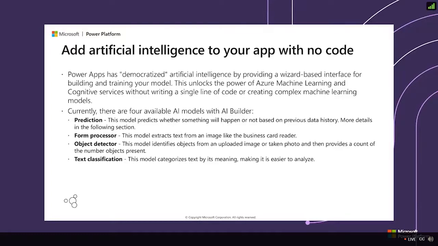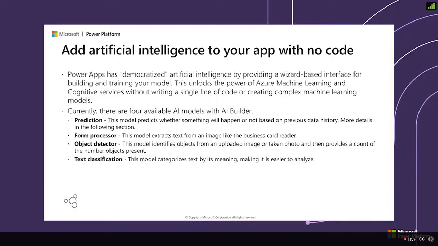So you have prediction that helps you predict if something's going to happen. You have forms processor that will extract information from a PDF or a JPEG. You have an object detector that will look at an image and identify, hey, this is a bicycle or this is product ABC. And then you have text classification that categorizes and understands meaning in, most of the time, natural language.